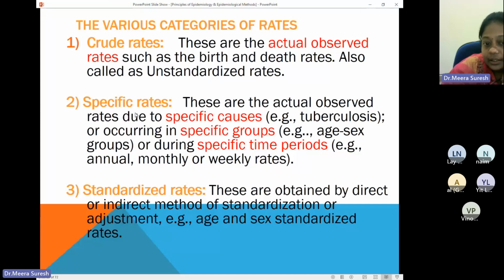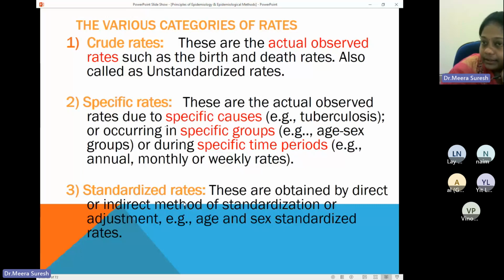For example, the specific rates, as I already told, will be the observed rates due to some specific causes, like tuberculosis, or occurring in a specific group. Example, age or sex groups, or during a specific time period. So when it is specifically mentioned, it will be the specific rates. And then we have standardized rates.